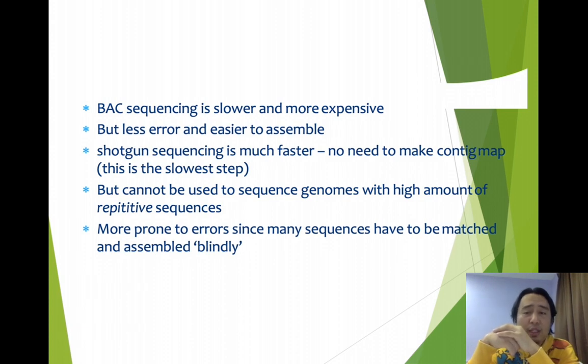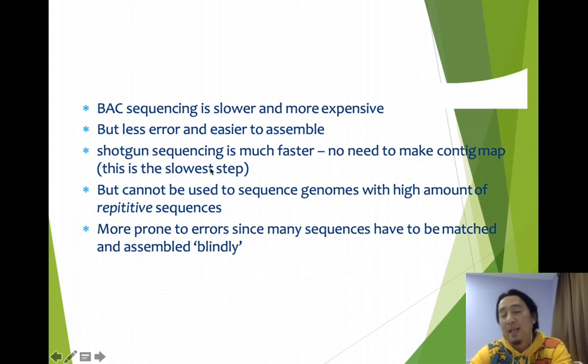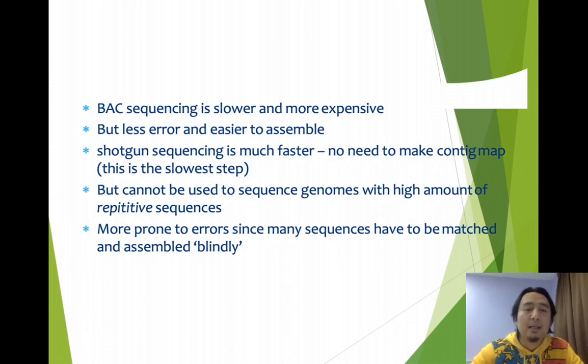No need to make a counting map. So tak payah nak buat counting map, kita punya WGS lah. But then the counting map yang kita clone masuk dalam bag tu is a slower step. Actually, yeah, it's very slow because you have to clone one by one, and you have to make a stock one by one. So banyak, just imagine how many sample you have. But WGS cannot be used to sequence genome with a high amounts of repetitive sequencing.